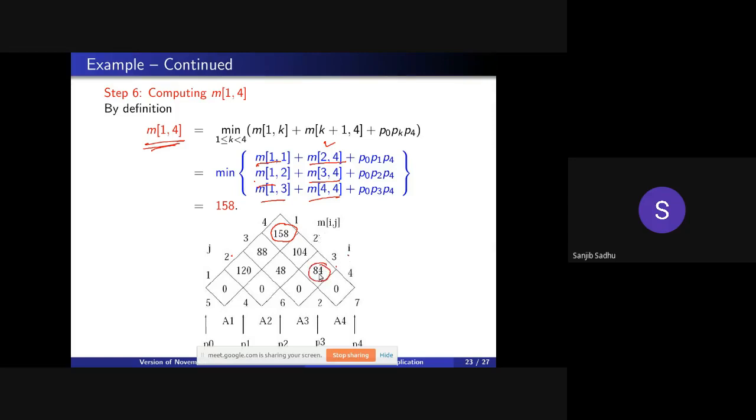Sorry, not this, this one. This is 2 and this is 4. This is the M24. So I am not computing here. I am just fetching the result from the table. Okay, now I am computing it. Finally, which one is the minimum, and I am storing it. So 158 will be the answer.